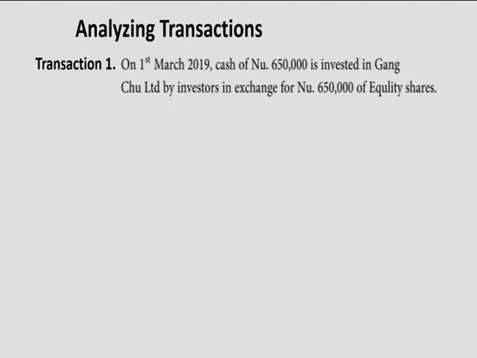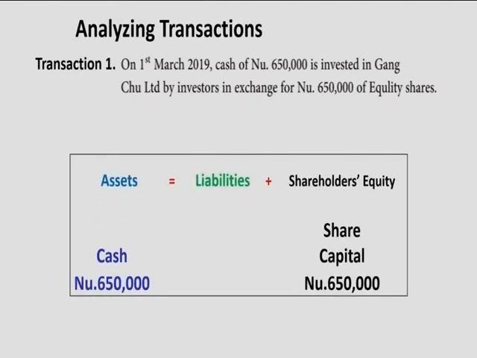So the first transaction given here is: on 1st March 2019, cash of Nu. 650,000 is invested in Guangzhou Limited by an investor in exchange for Nu. 650,000 worth of equity shares. So this is the first transaction in the business. How are you going to record this in your accounting equation? You can analyze now.